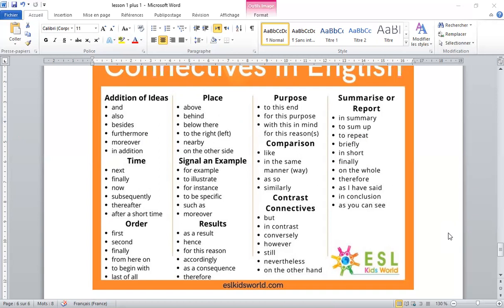Can you increase your voice? We can't hear you well. Can you please read connectives? Continue reading the chart. Connectives in English for place. Read aloud, please, let me hear you. Okay, I'll read it, but I need to fix something in my settings. Can't you see very well? I can see, but there's a problem with my laptop. Give me 2 minutes, okay? Okay.